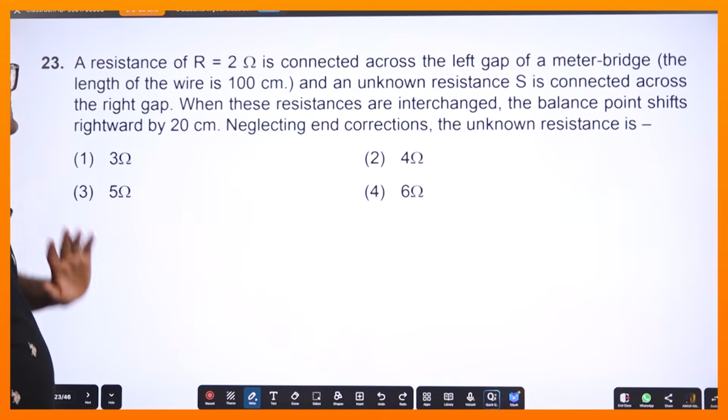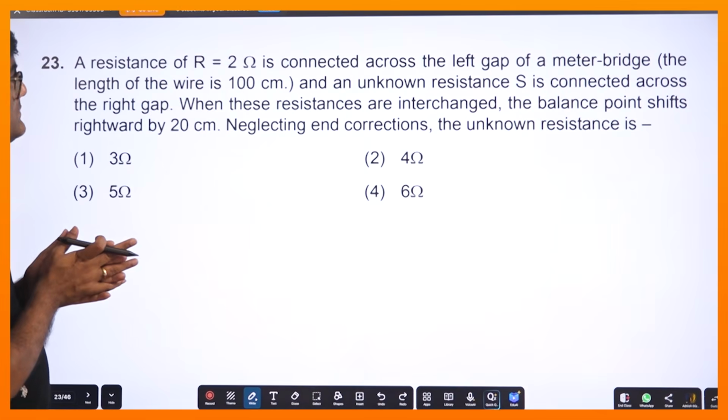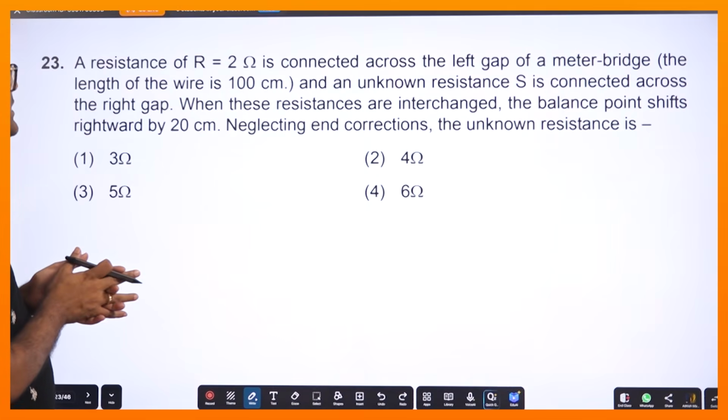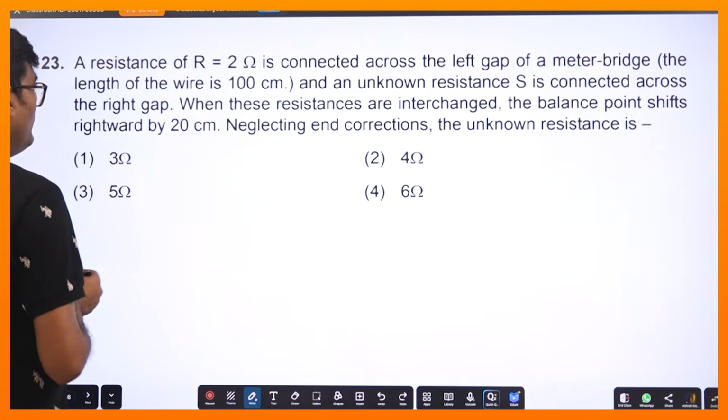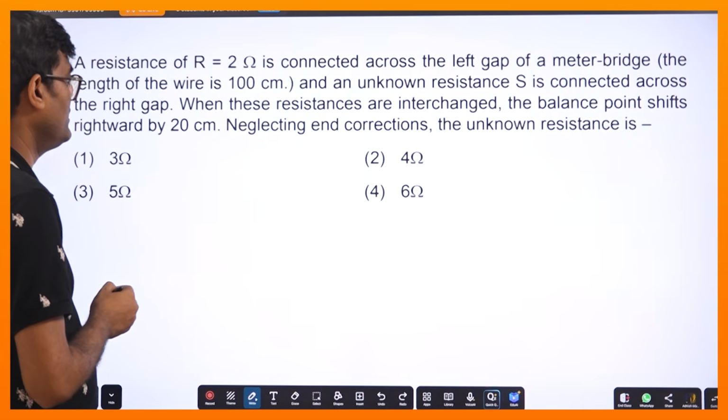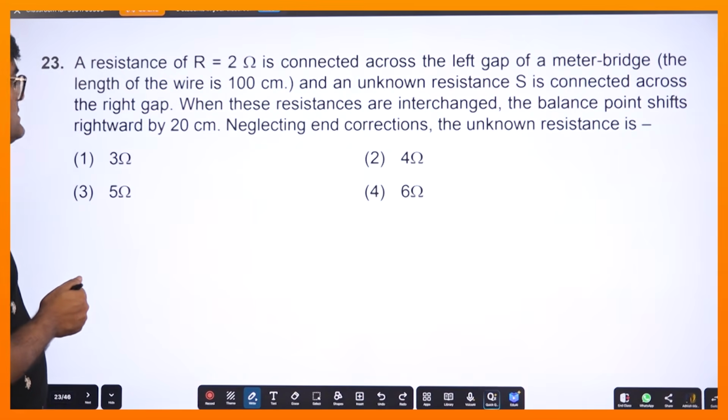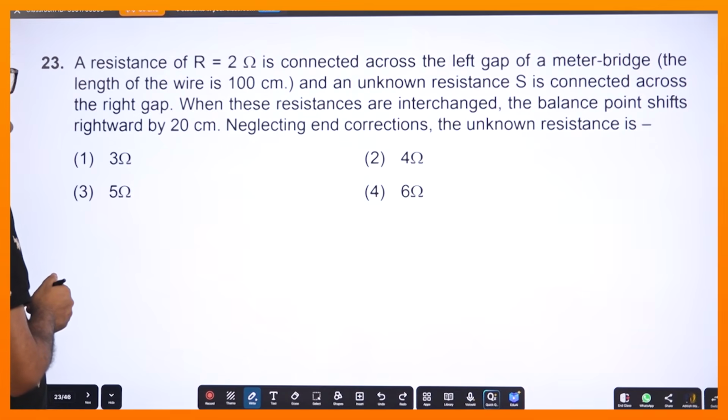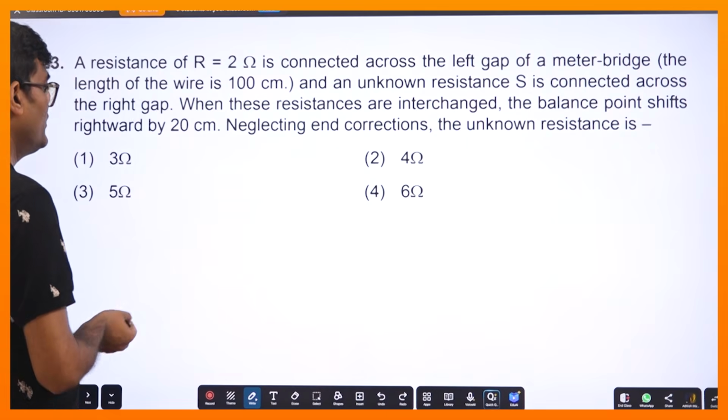A resistance is connected across the left gap of a meter bridge, of a wire 100 centimeter, and an unknown resistance is connected across the right gap. When these resistors are interchanged, the balance point shifts right side by 20 centimeter. Neglecting corrections, the unknown resistance is.